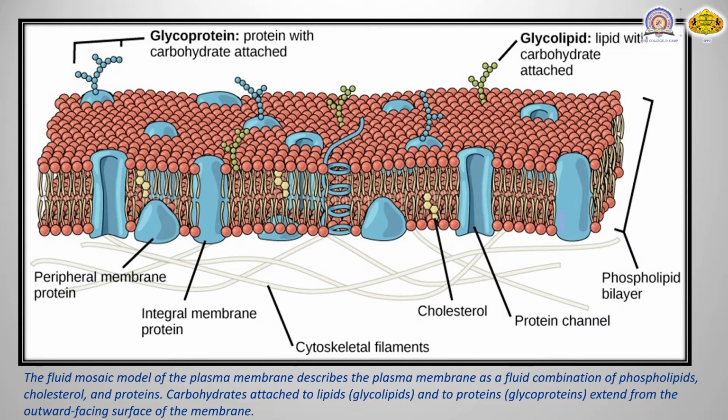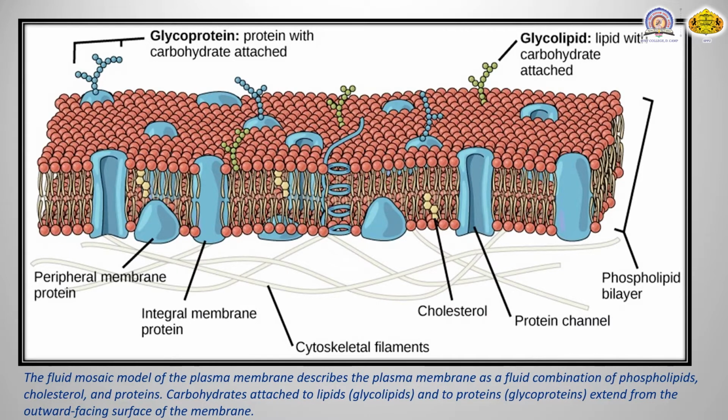Now you can see in the diagram the fluid mosaic model of the plasma membrane, which tells you about the various combinations of the fluid. How the various components, that is the phospholipids, cholesterol and proteins, are present in the particular layer and give a fluid combination in that layer. Due to which you can call it the fluid mosaic model.